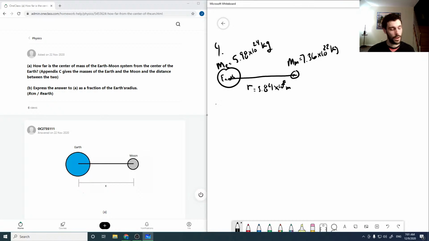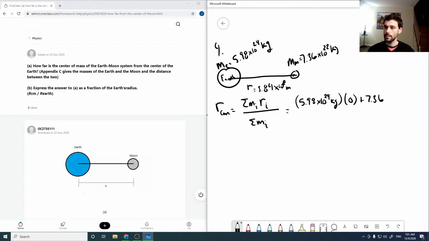So first of all, our center of mass is just equal to the sum over our masses times the individual radii over the sum of our masses. Taking the Earth as our origin, or the center of the Earth as our origin, and placing all the mass there, we would have 5.98 times 10 to the 24 kilograms times 0 plus 7.36 times 10 to the 22 kilograms. I've just realized that I'm not going to be able to write that much, so I'm going to actually just erase this and shift it down.